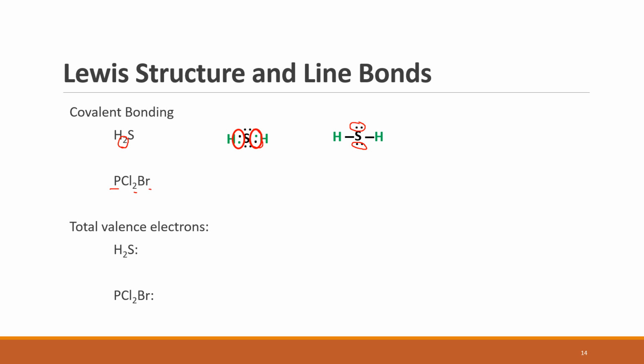You can start by drawing the Lewis dot structures of each of these atoms. Phosphorus has 5 valence electrons represented by these 5 black dots.